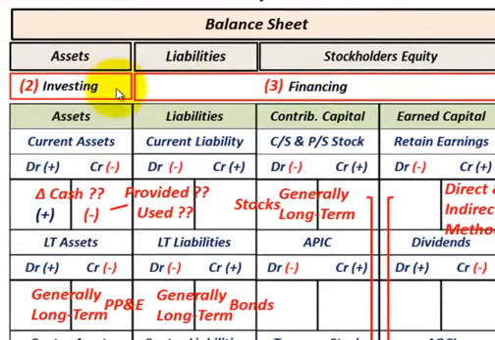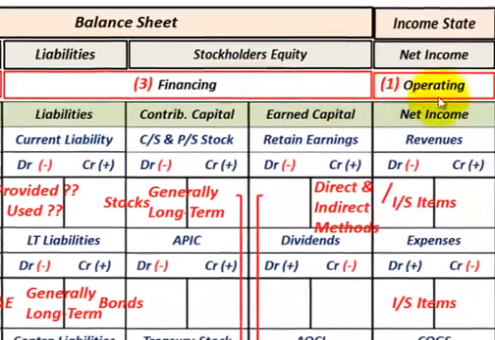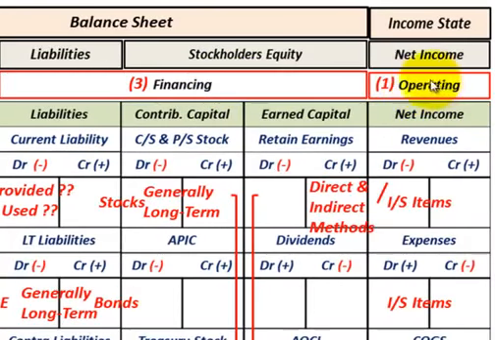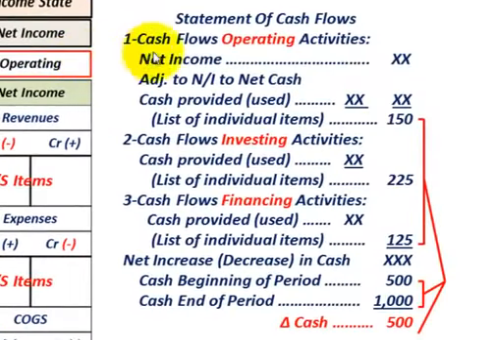Okay, so that's just our three basic activities again. Investing activity: how the company invests in its assets. Financing activities, either through liabilities or stockholders' equity. And then operating activities: the net income on our income statement. Okay, so those are our three activities. Now let's go over and look at just a thumbnail sketch of the statement of cash flows. Again, for those three activities, we list them in this order.